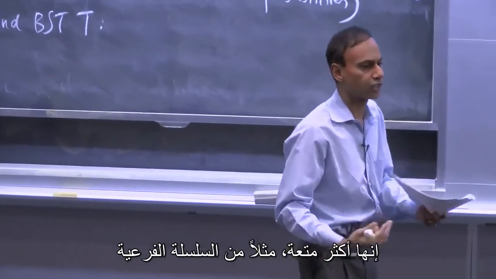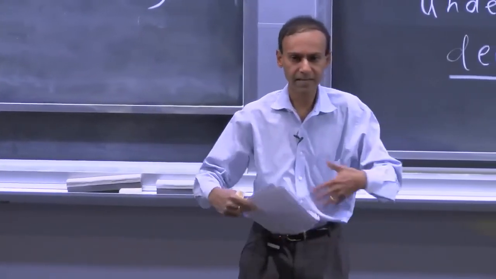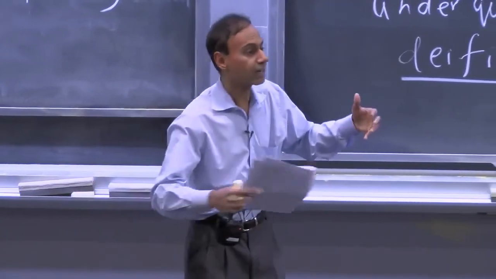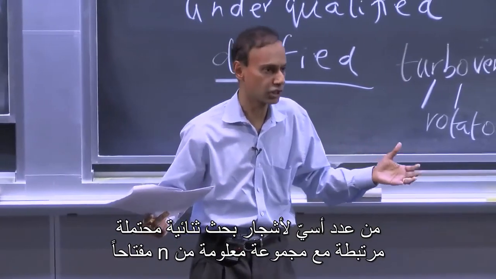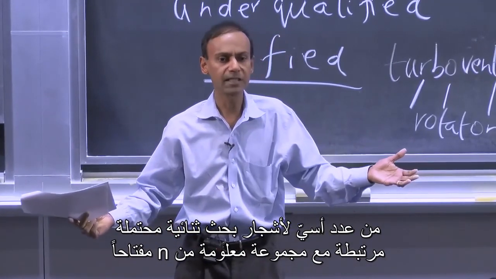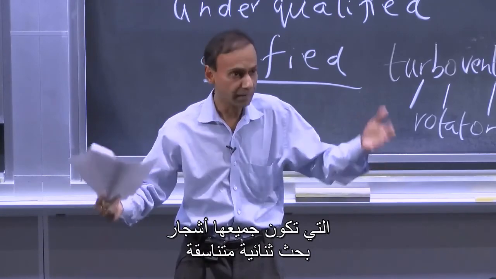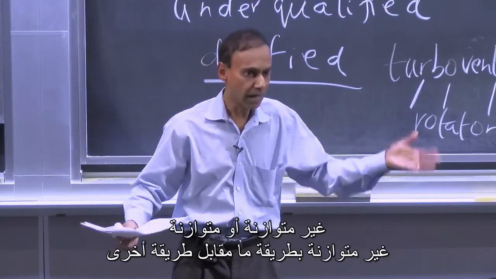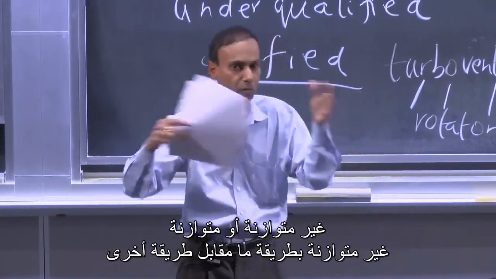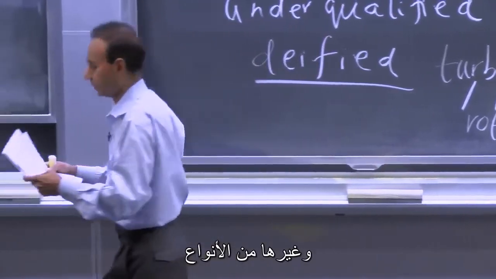So it's a little more interesting than a subsequence, for example. It has a richer structure associated with it. There are an exponential number of possible binary search trees that are associated with a given set of n keys, that are all binary search trees. They're consistent, unbalanced, balanced, unbalanced in one way versus another way, et cetera.